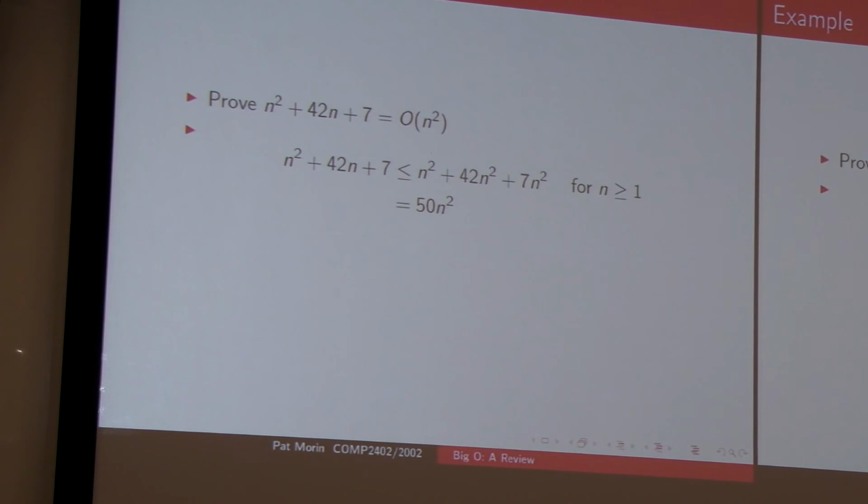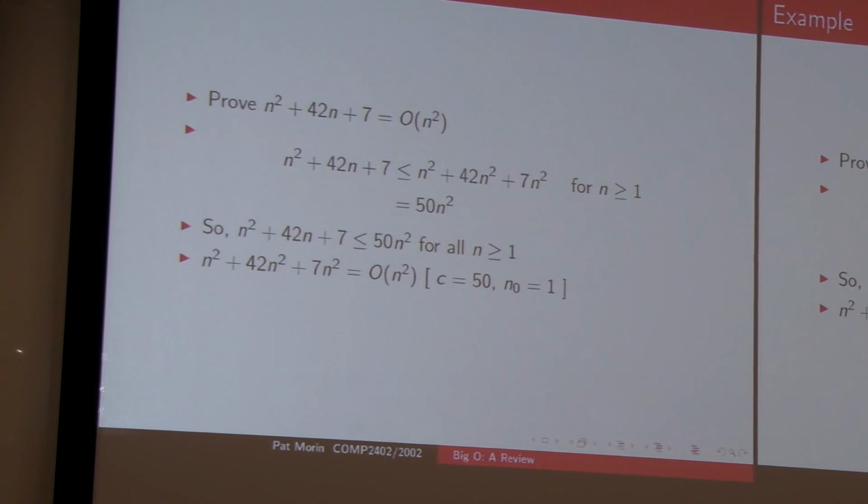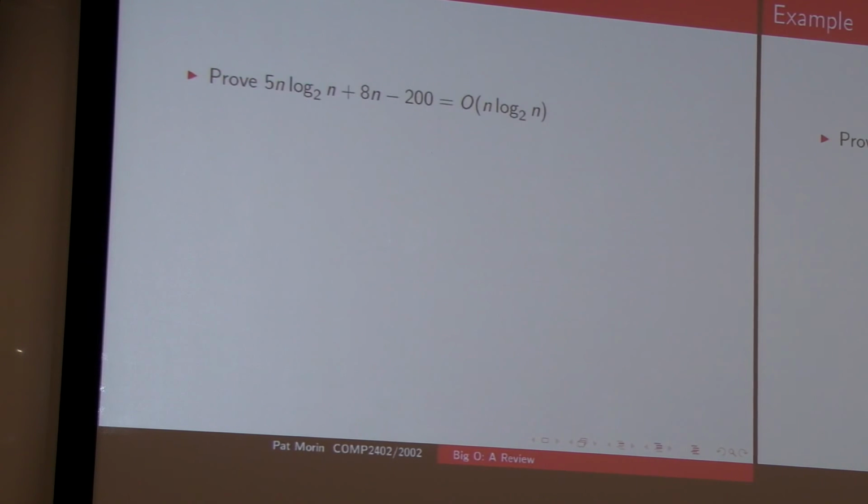And so what we have is on the left, the formula we wanted, n squared plus 42n plus 7, is less than or equal to 50n squared for n bigger than or equal to 1. And that's the kind of thing that satisfies the definition of big O notation. This constant c is 50, and the constant n0 is 1. That function on the left is in the set order n squared. Okay.